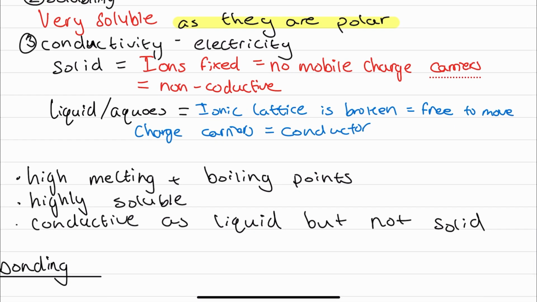Now, the summary is just high melting and boiling points, highly soluble as a liquid, highly soluble and conductive as a liquid, but not as a solid.